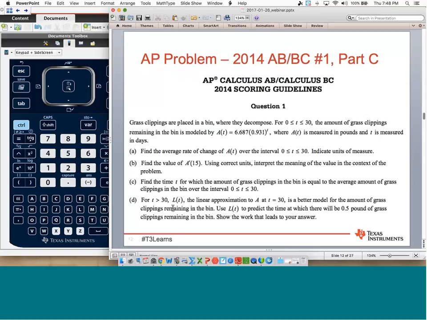We're only going to look at part A because this is the average rate of change. So this is the function that Part C. I'm sorry, that's actually number 2. That is the one we're talking about. The graph clipping. I'm sorry.